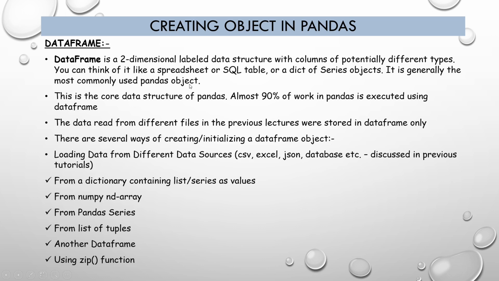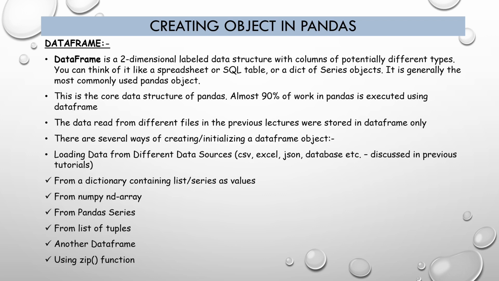So a data frame is nothing, it's like a table-like structure. If you have used any kind of database like MySQL, SQL Server, what is a database? A database is nothing but a collection of tables, right? So a data frame is just like a table. There you have rows, you have columns, and the columns can be of potentially different types. So there can be integer type columns, string type columns, datetime type columns, and all these types we can have in a data frame.